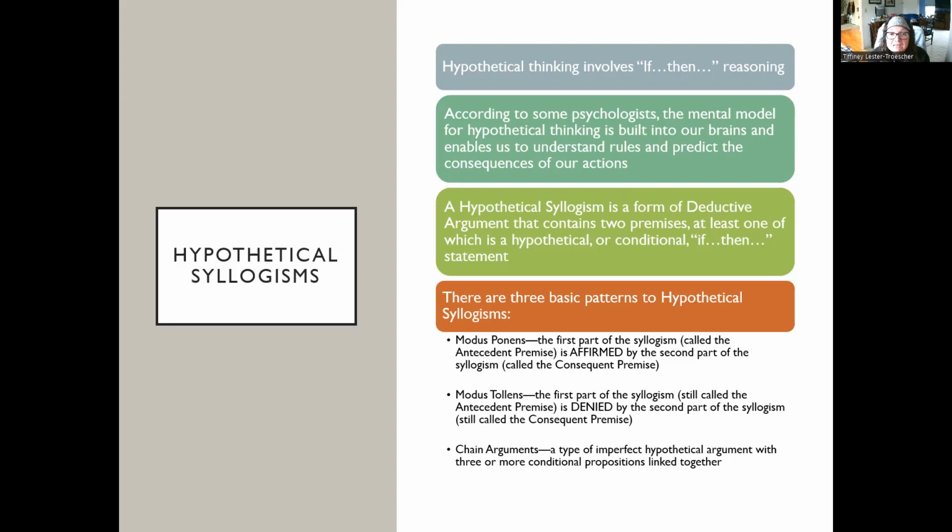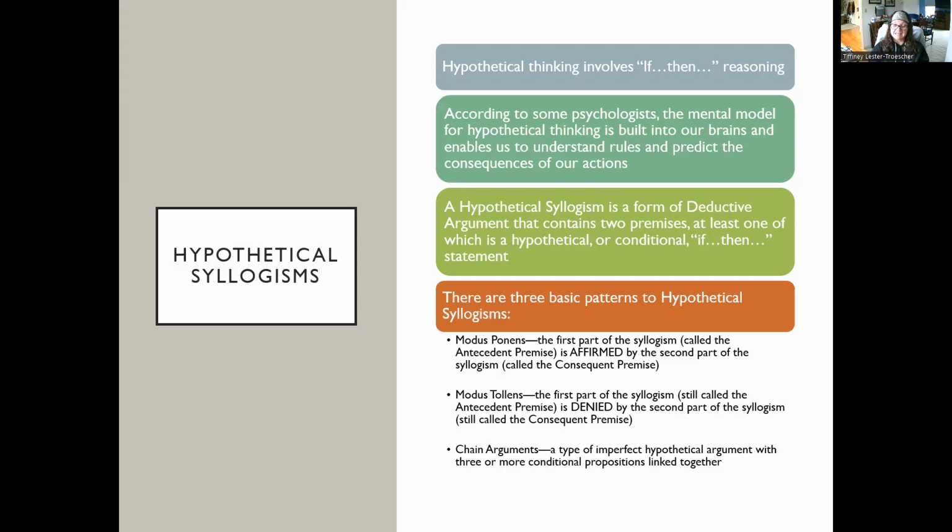But when it is used in a syllogism, then it becomes a premise. It becomes part of the argument. And there are 3 basic patterns to hypothetical syllogism. You do not really have to memorize these terms, but more so the function of them. There's the modus ponens, which is where the first part of a syllogism is affirmed by the second part.